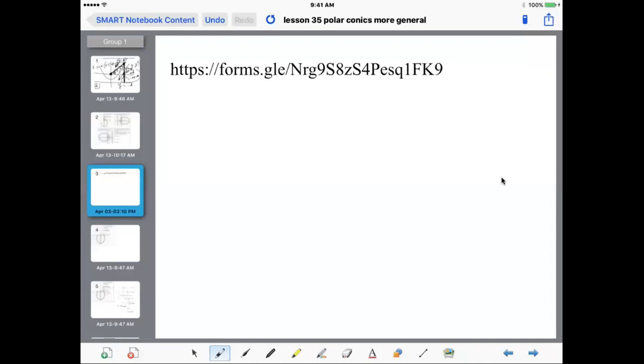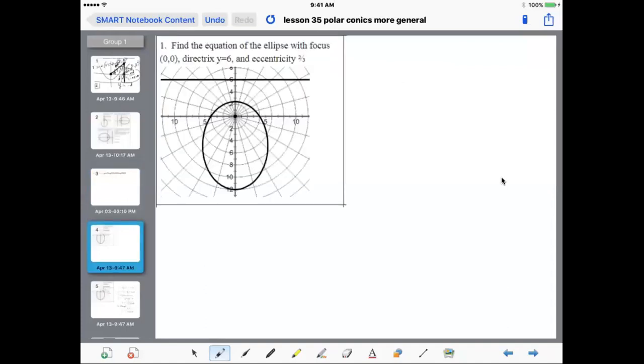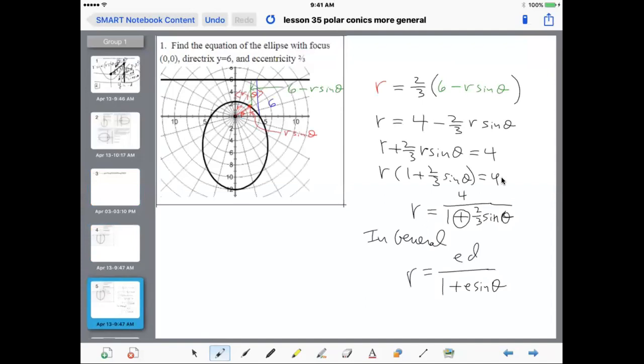Okay, I want to welcome everyone back to the rooms. And I'm going to go over the answers before we finish out. So hopefully for the first one, you found that it became almost the same formula, but it was ED over 1 plus E sine theta. Take a look at my diagram there.